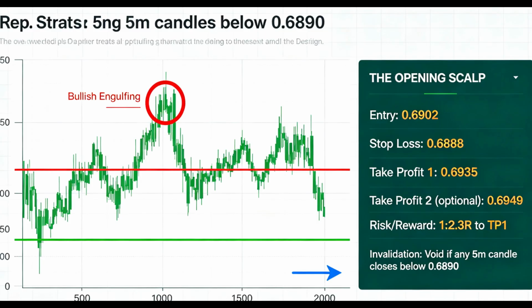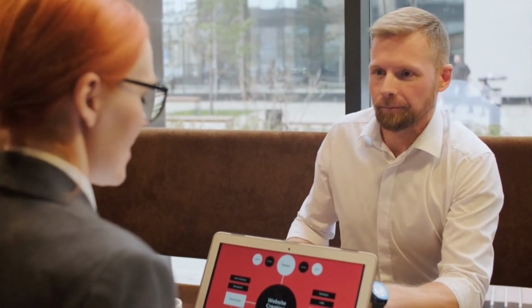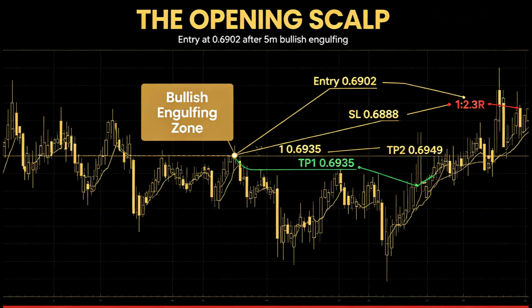So the stop is at 0.6888, just below the typical stop hunt depth. Take profit 1 is the pivot point at 0.6935, which gives us a solid 1 to 2.3 risk reward. If momentum is strong, you can trail a second lot to R1 at 0.6949. The instant void condition: if the 5-minute candle that enters the zone closes below 0.6890, the scalp is invalid, no entry. This is a high probability scalp because you're fading an oversold intraday move right into a massive institutional support.